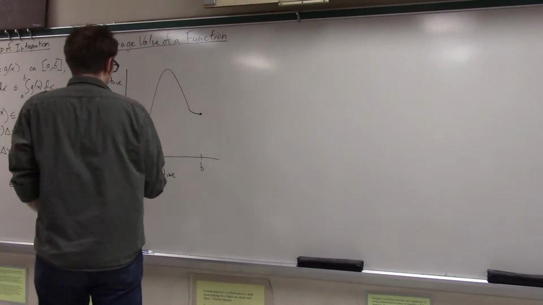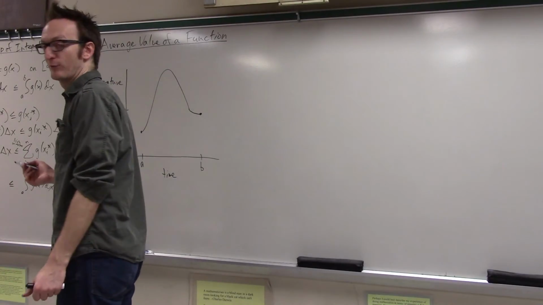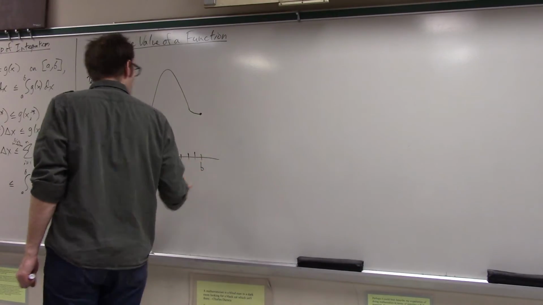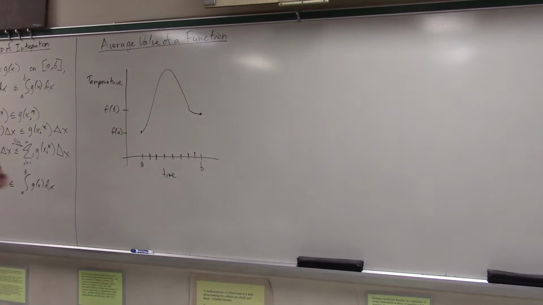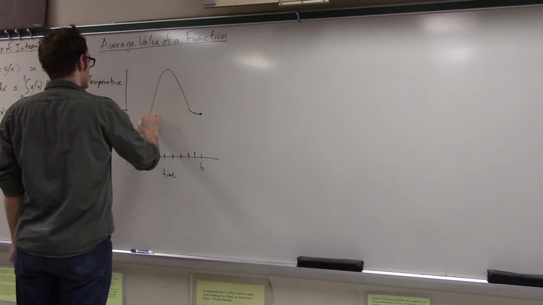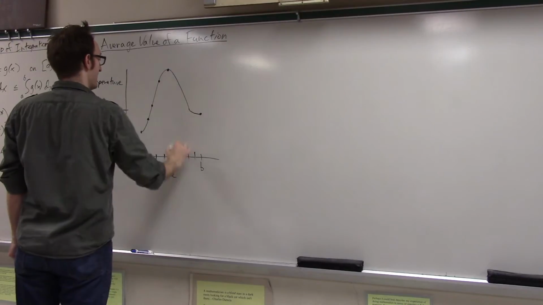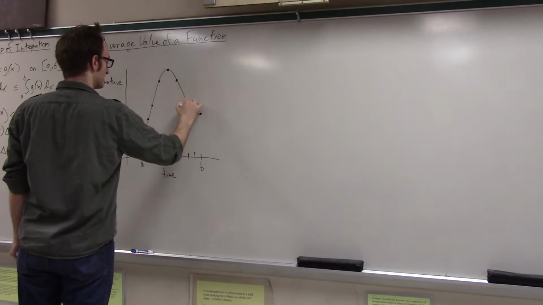So I think what Wendy's basically saying is, take this interval, partition it up into equal width subintervals, and then every hour on the hour take a temperature reading. So I look at the temperature now, temperature now, temperature now, temperature, temperature, I think I might have skipped one.